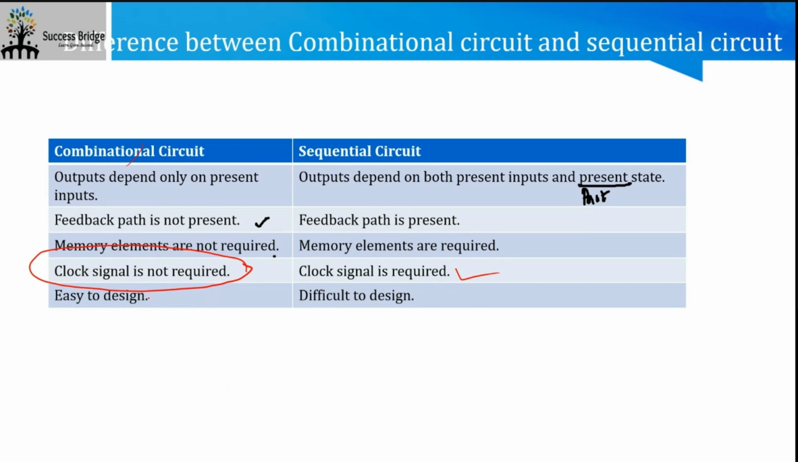Combinational circuits are easy to design. Sequential circuits are difficult to design. Many of these things are not exact; this is the academic way. A sequential circuit doesn't necessarily need feedback paths, but feedback paths are most commonly used in sequential circuits. That's what it means. A sequential circuit does not necessarily need to have a feedback path.